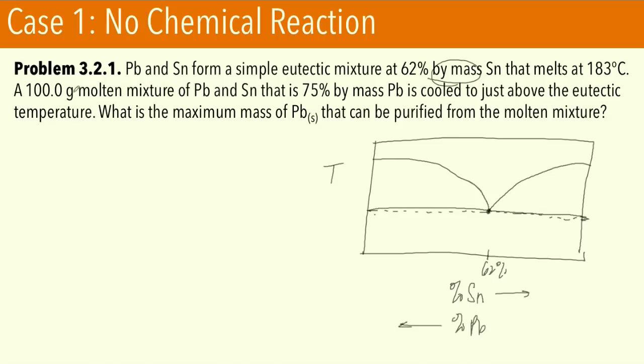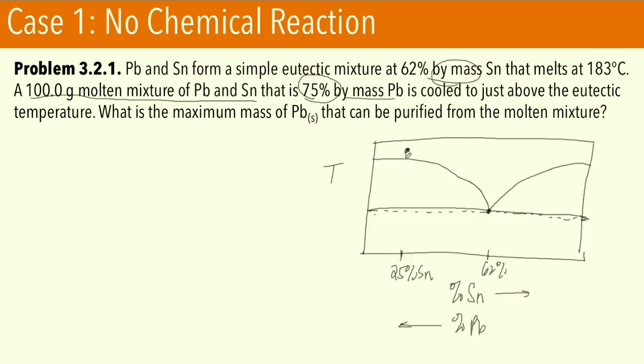In our particular example, we start with a 100-gram molten mixture of lead and tin. We know that we have 75% by mass lead in our original mixture. That means we have 25% tin. So let's put this over here, 25% tin. Say that we start over here. So we start with our molten mixture.